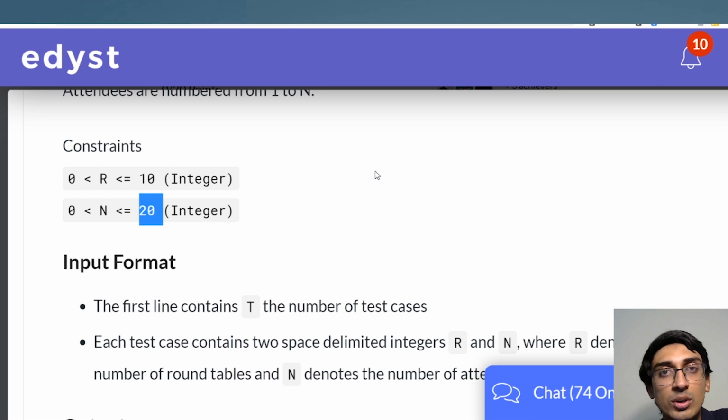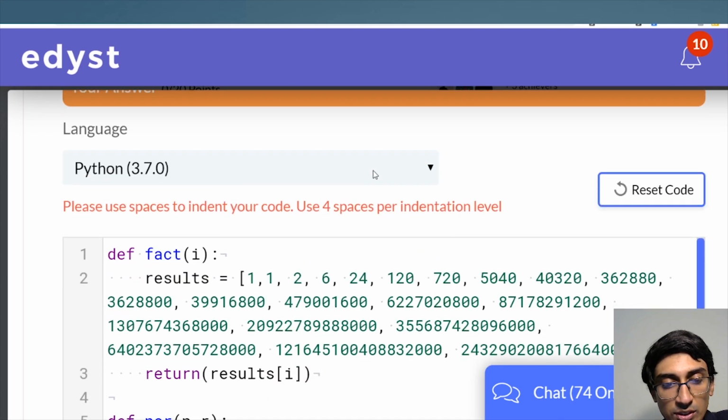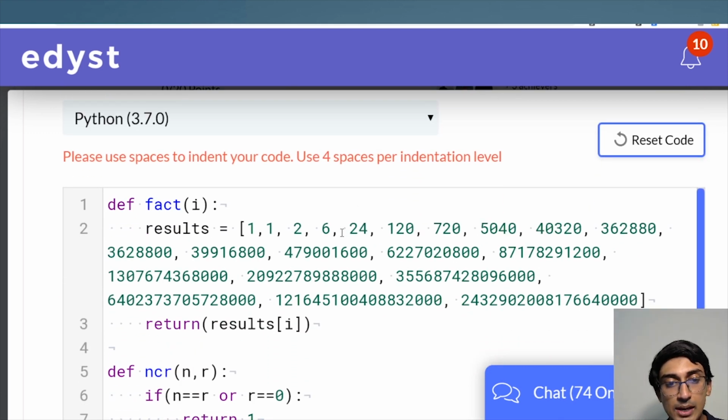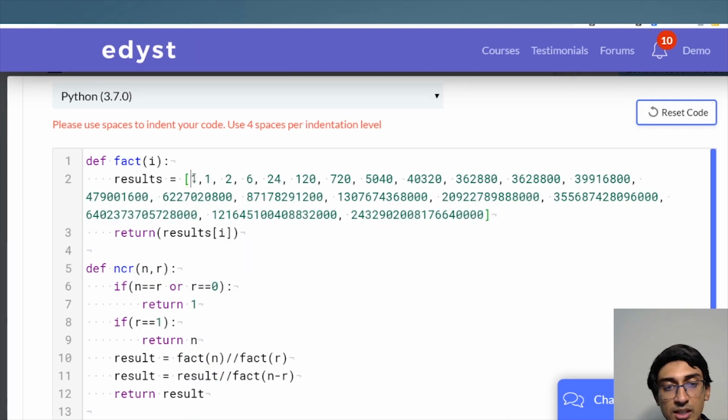Actually just hard code the values of 20 factorial. What do I mean by that? I'll show you. I wrote a function called factorial, which I'll call again and again. This is the function. And I actually defined a list with all of the factorial values. So results is this: 0 factorial is 1, 1 factorial is 1, 2 factorial is 2, 6, 24, 120, 720, and so on. How is this possible to do?